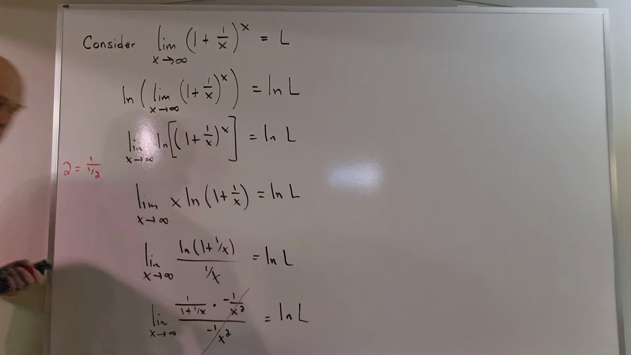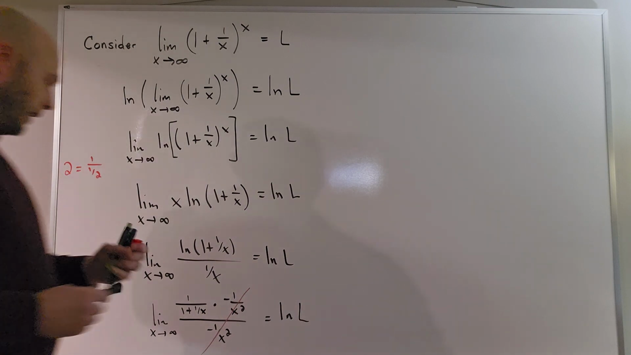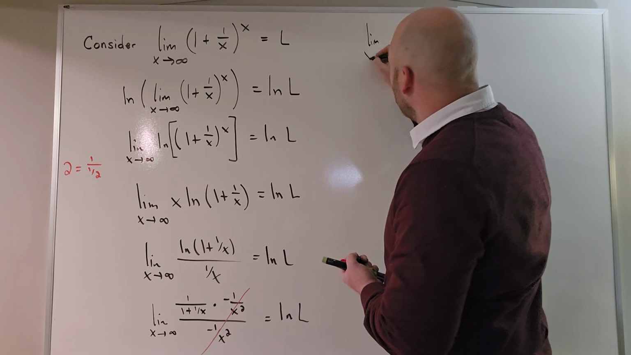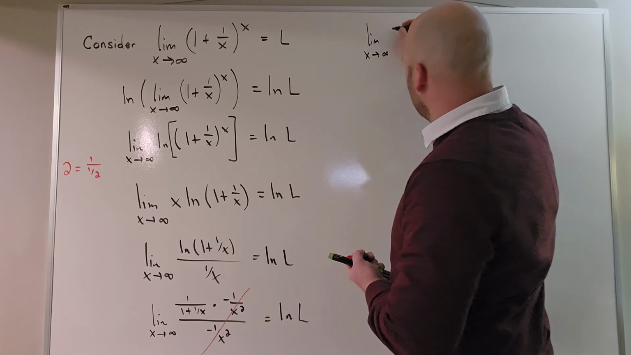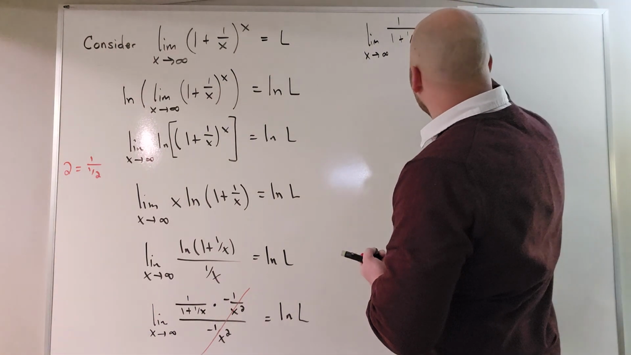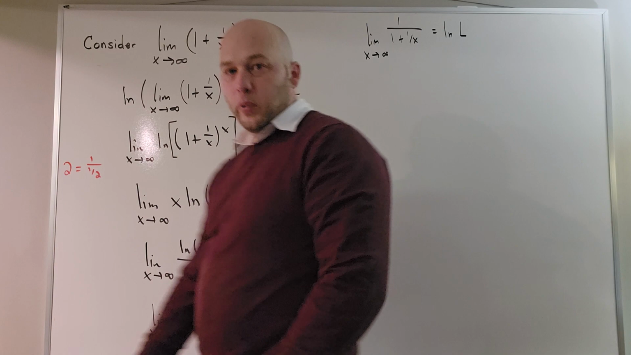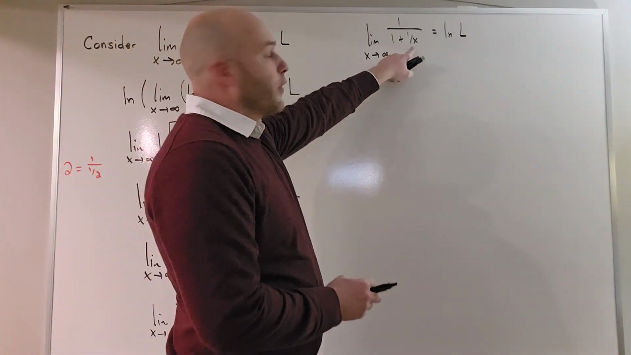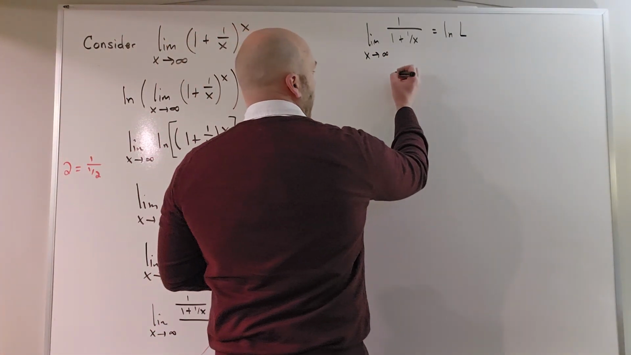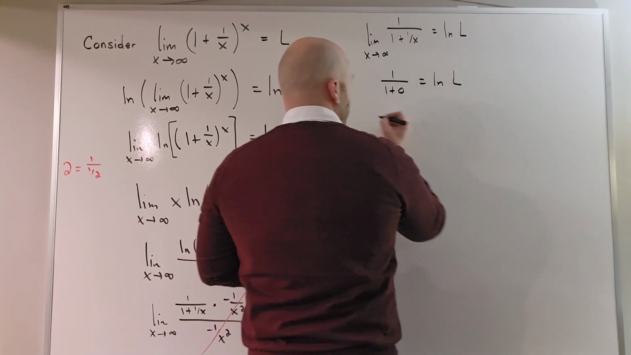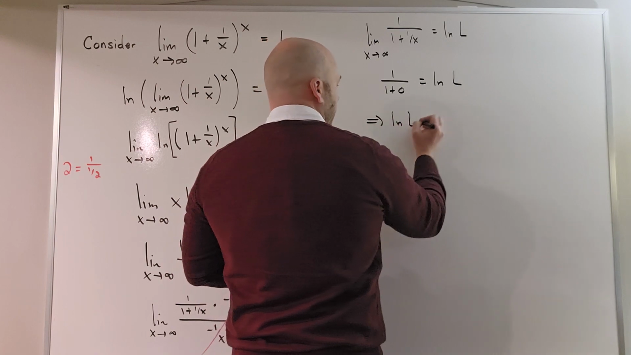Those two factors cancel. Okay? Cleaning that up, this gives me the following. The limit as x goes to infinity of 1 over 1 plus 1 over x is the natural log of L. As x goes to infinity, 1 over x goes to 0, giving me 1 over 1 plus 0 equals the natural log of L, meaning the natural log of L is 1.